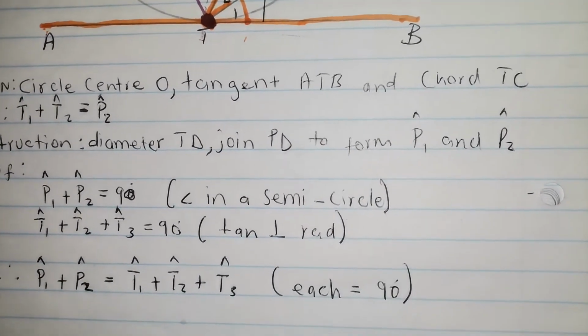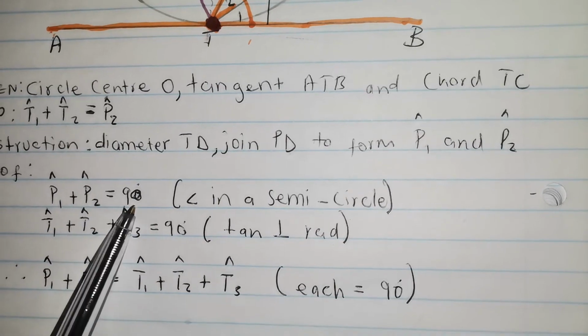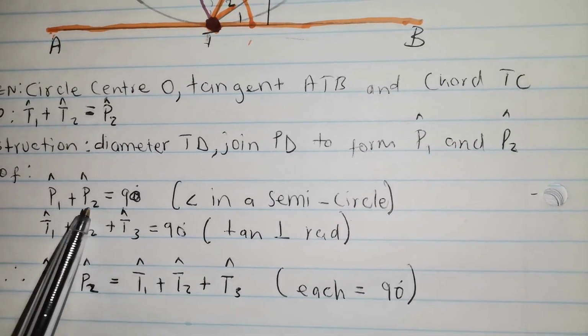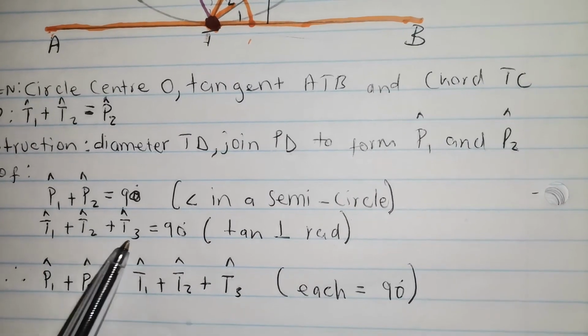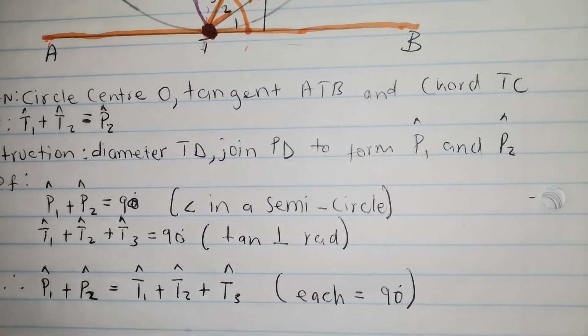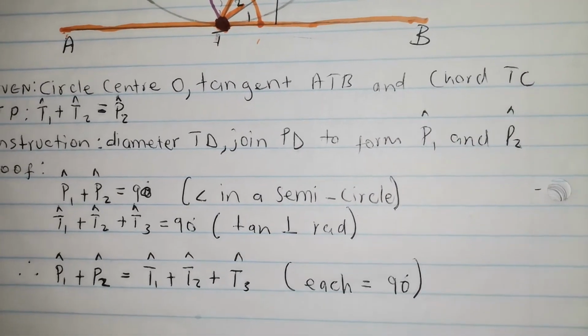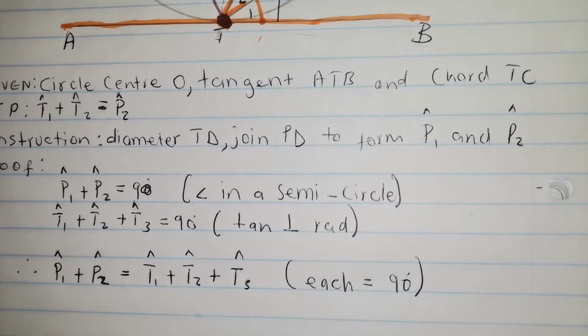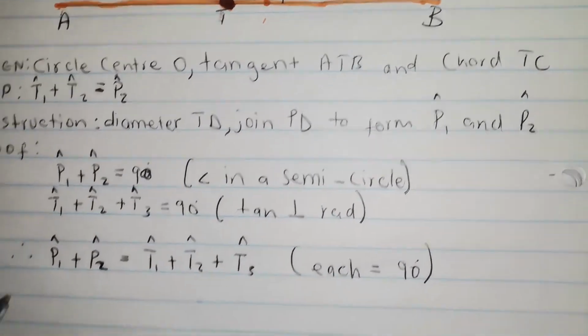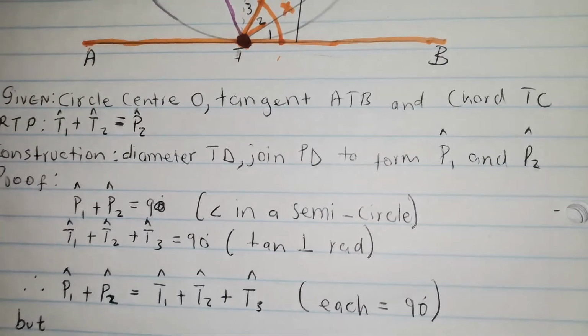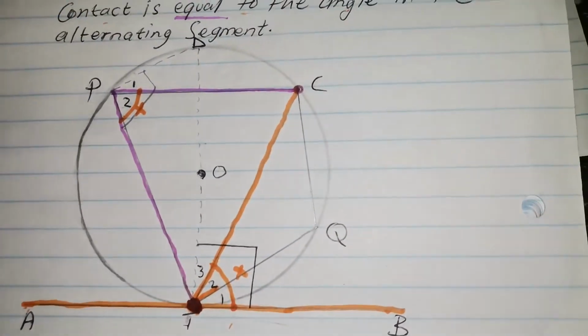I use logic because you can see that P1 plus P2 equals 90 degrees, T1 plus T2 plus T3 equals 90 degrees. By default, P1 plus P2 is going to be equal to T1 plus T2 plus T3 because each equals 90 degrees. I hope you understand where I'm going. Now, here's an argument, but we still have a problem here. But guys, let's go back. Let us check something here.